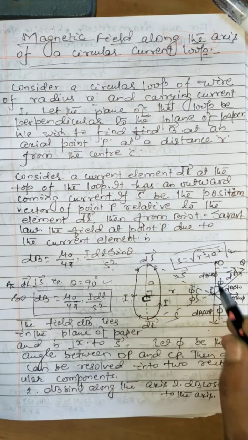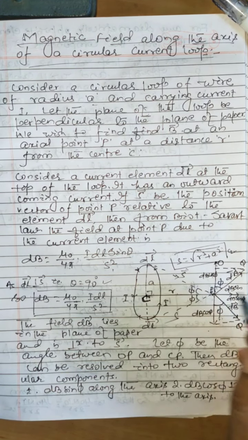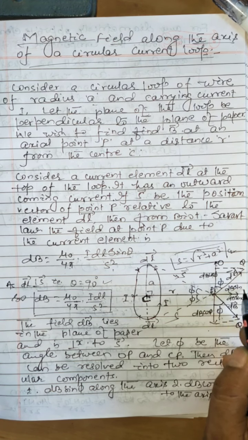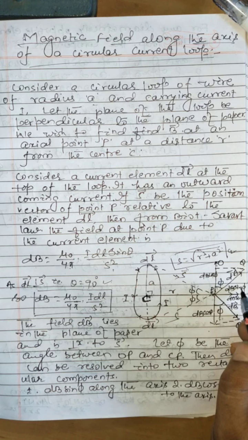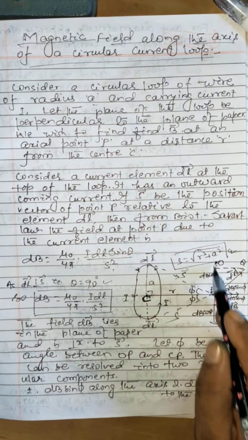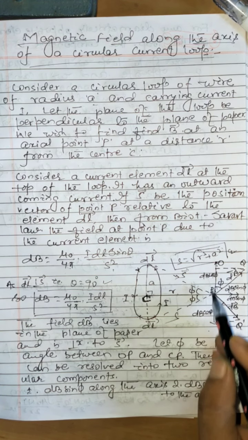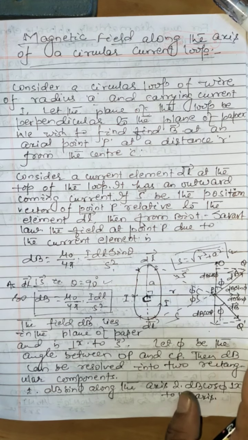The resolution is dB cos phi here, and here it is dB sin phi. The dB sin phi is along the axis, and dB cos phi is perpendicular to the axis. Well students, I do hope you will be understanding it well.